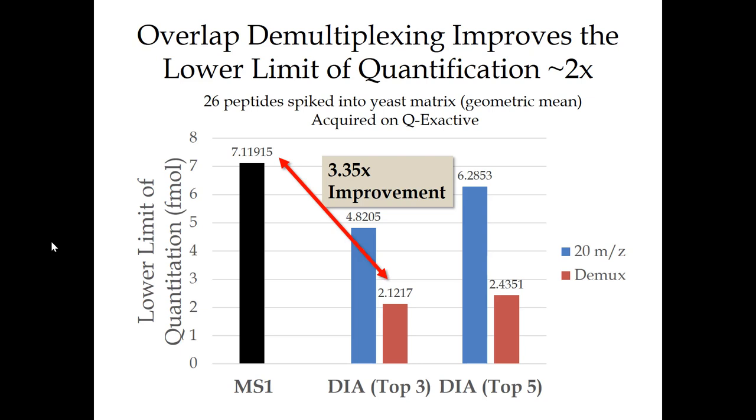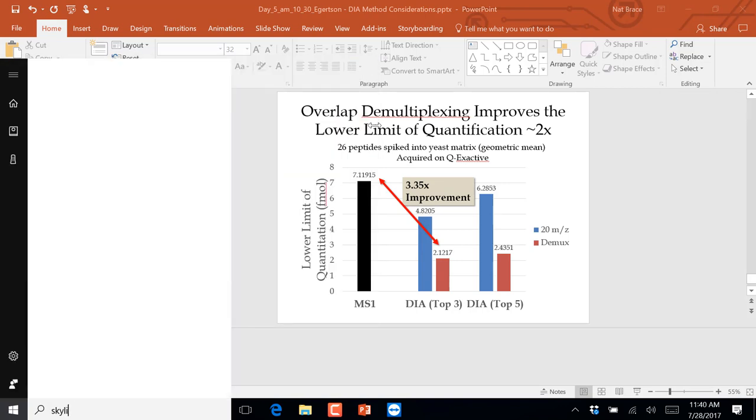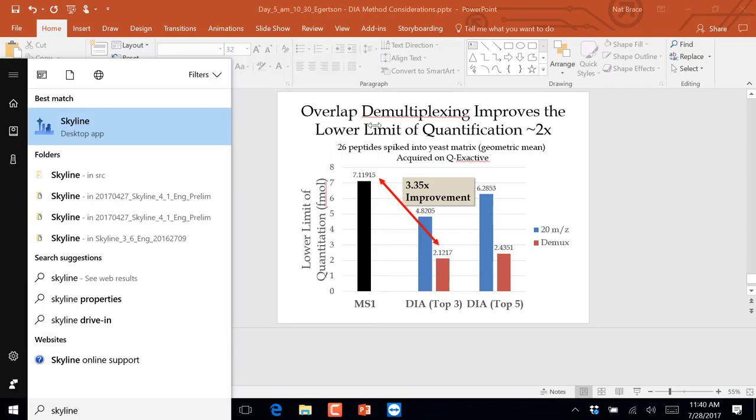I'm going to skip through this. I want to show you how to actually modify the method and create an overlapping window method in Skyline. I'm going to do it on the local computer here since the other one is rendering poorly.